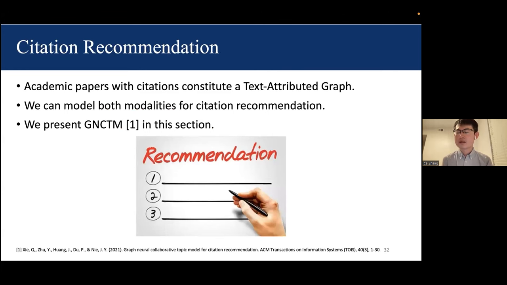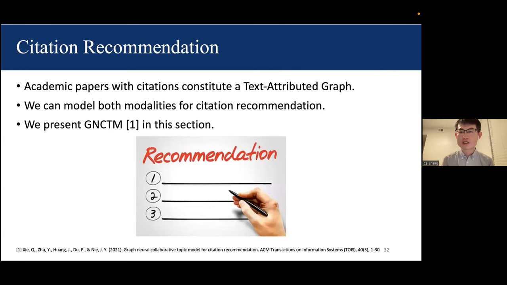But why can we use text attributed graph to do citation recommendation? It's because academic citation graph is also a kind of text attributed graph. Each node here is an academic paper, and each link is a citation. So now we convert citation recommendation into link prediction on the graph. So given 2 papers, we want to predict if there is a link between them. And the link here is the citation relationship.